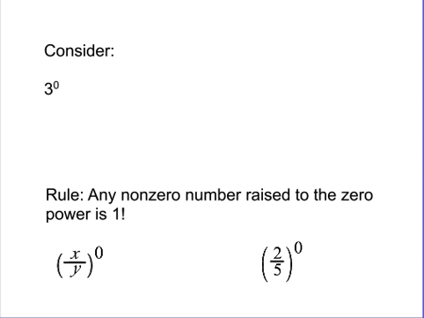There we go. Okay. So we know this. If you have 3 to the 5th over 3 to the 5th, what's the rule about exponents?